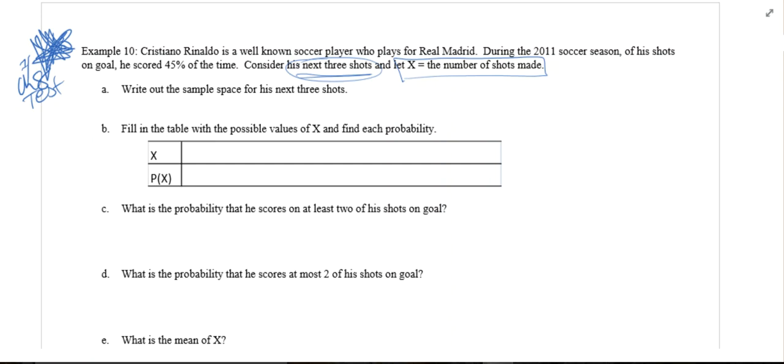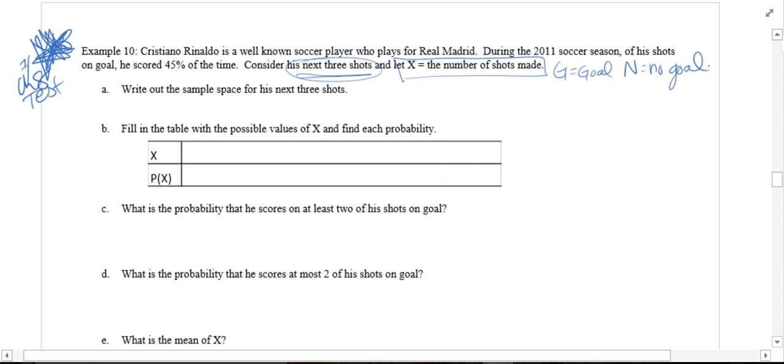So we can write out the sample space for the situations where he gets a goal versus he doesn't get a goal. So I'm going to label these as G is goal and N is no goal. Okay, so we write out the sample space. I'm going to use a curly bracket to write it out. This is basically just like when we wrote out heads and tails for tossing a coin 3 times.